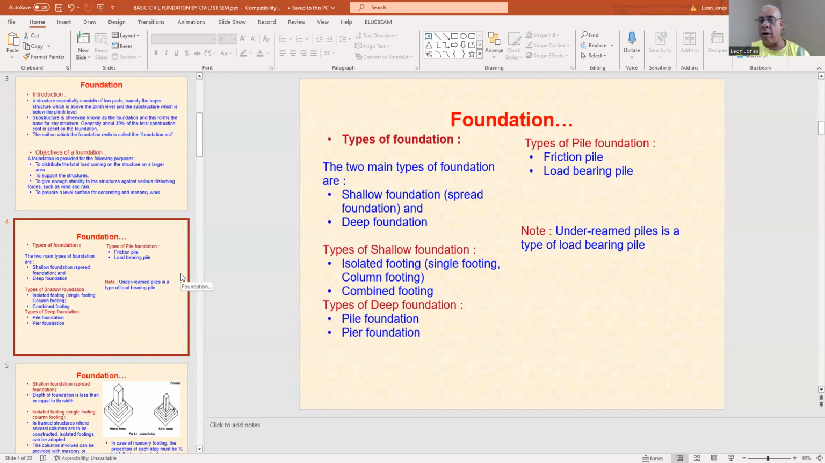Now, the types of shallow foundations are the isolated footing, or single footing, or column footing, the combined footing, and then you have your pile foundation and your pier foundations. And also, you have your friction pile and your load bearing pile. Now, the under-reamed pile is a type of load bearing pile.